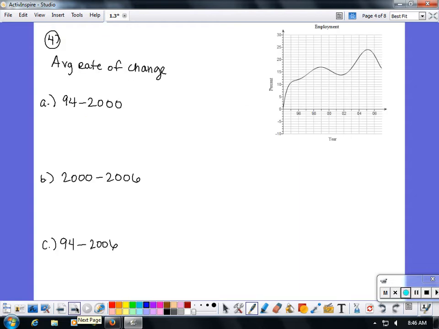Okay, number 4. Okay, so find the average rate of change between 94 and 2000. So here is, where's 94? Looks like we're going in increments of 2. So here's 94, and here's 2000. So I'm seeing 16.